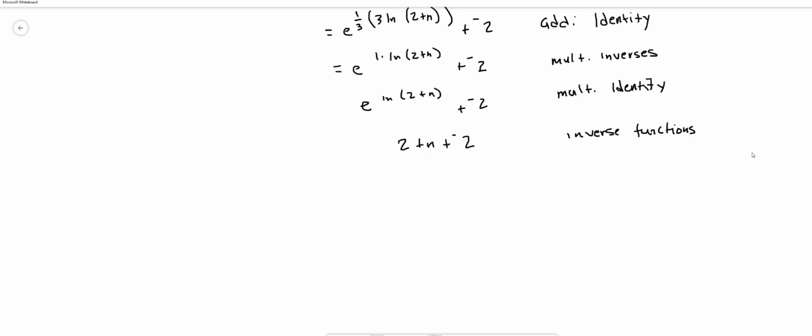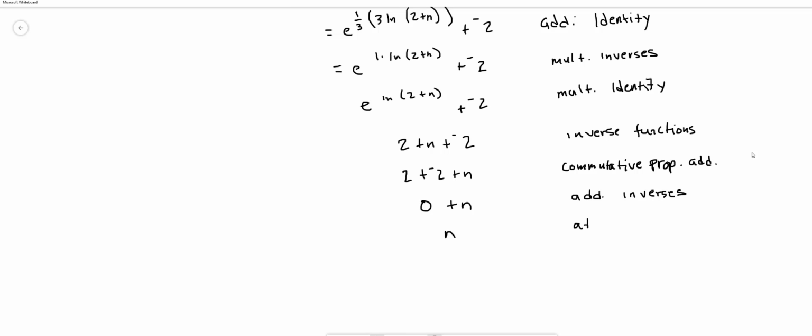We'll rearrange by the commutative property of addition. 2 plus negative 2, those are additive inverses, so they add to the additive identity of 0. 0 plus n is just n because 0 is the additive identity. So we see that in both cases they get back to the functional identity of n.